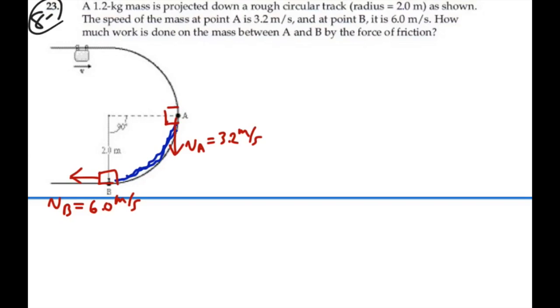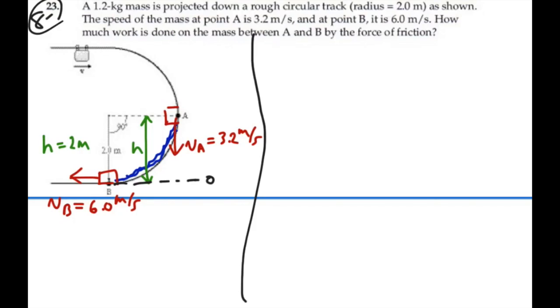What we might be interested in is the difference in height between these two points, because we're going to choose level B as being our zero height level, and level A will be that height above that. Well, that same height will be the radius of that circular curve, because they are indeed parallel and of the same length. So this height h is going to be equal to 2 meters. Good to know.